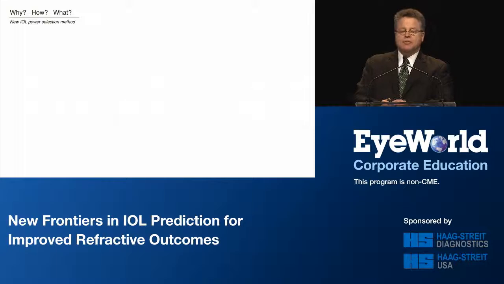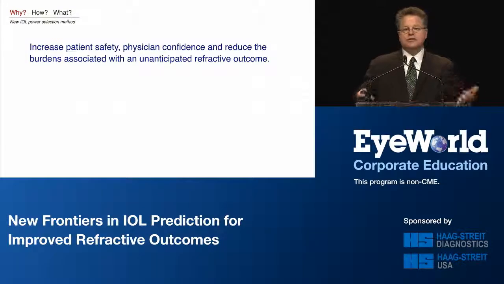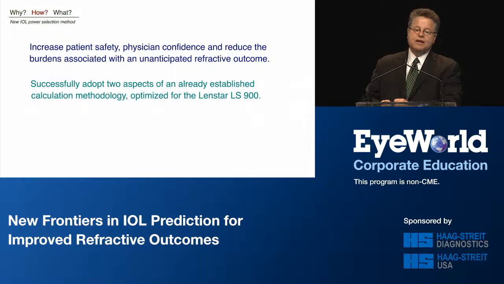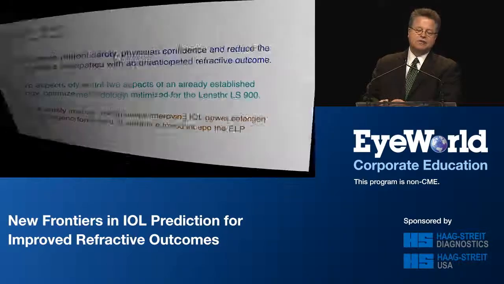Now, whenever we do something new, everybody wants to know what did you do and how do you do it? But I think more importantly is, why did we do this? I think all of us in this room are committed to increasing patient safety and physician confidence and reducing the burdens associated with a refractive surprise. Now, how we did this was we successfully borrowed and adapted two aspects of an already well-established calculation method within the engineering community and applied it to ophthalmology. There are often not a lot of original ideas, but there are original applications to how we can do things. And what we came up with was a self-validating, continuously improving IOL power selection method that's free of vergence formulas and the limitations of the effective lens position.